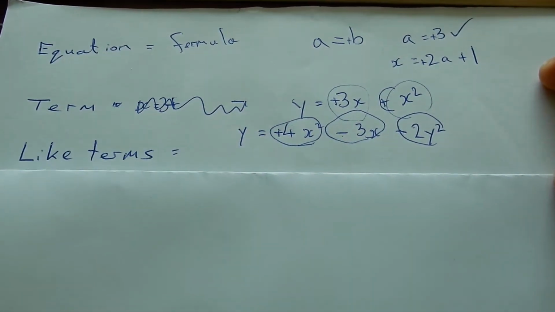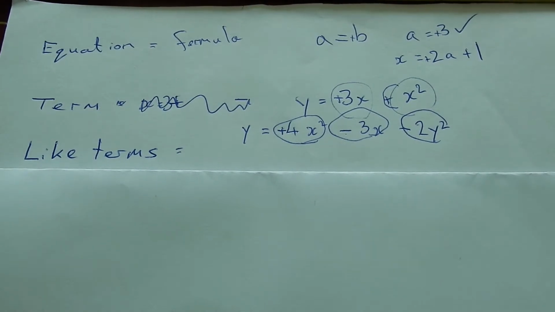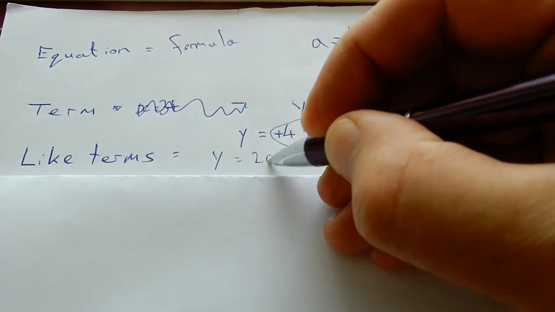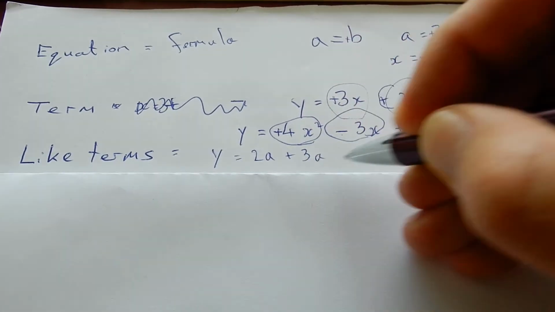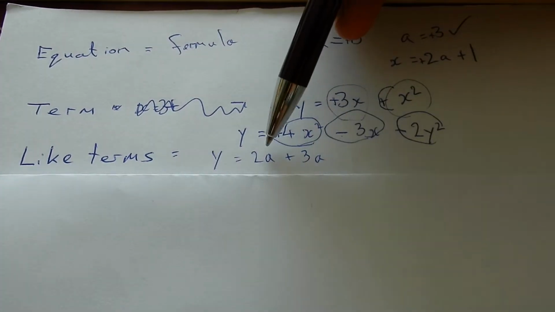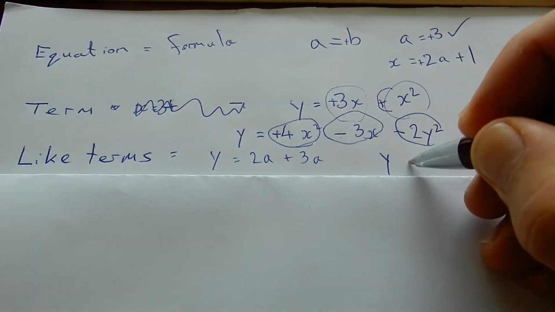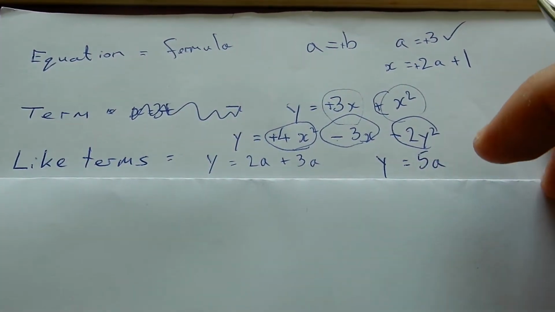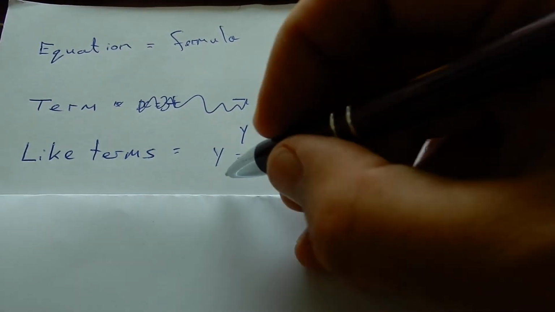They're the terms. Like terms are ones that can be added together. Y equals 2 apples plus 3 apples. So they can be added together because they're both apples. So y equals 5 apples. Like terms can be added or taken away.